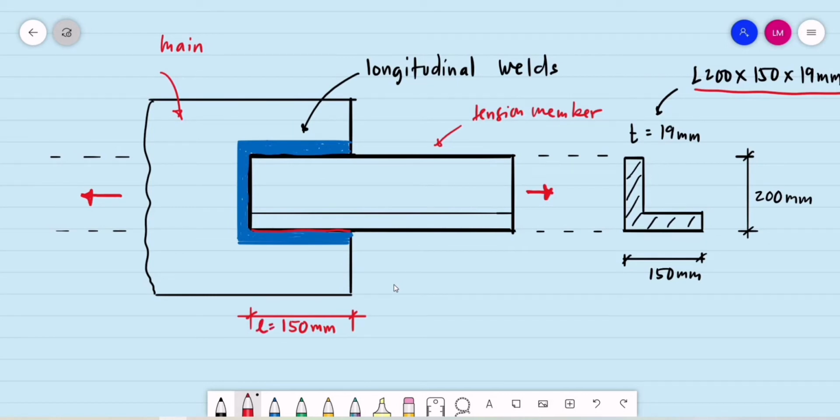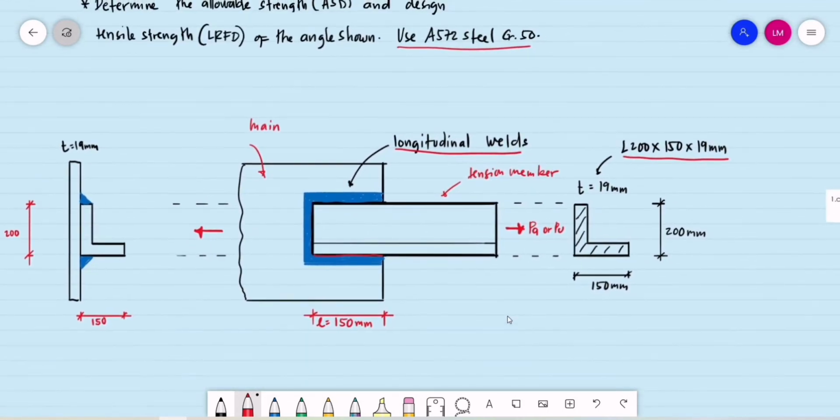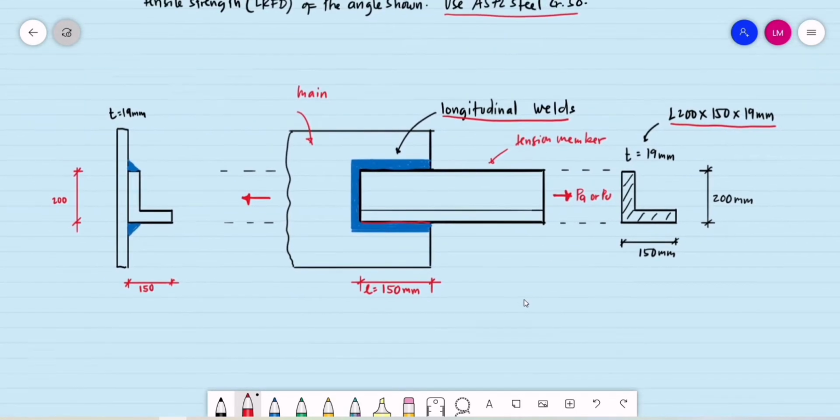So we are to consider the longitudinal welds, since this is the direction of the force, again this is a tension member. So let's say PA or PU. So the welded connection L of 150 millimeters is parallel to the direction of the applied force, let's say the PA or the PU. Okay, so let's have the properties of the steel to be used.